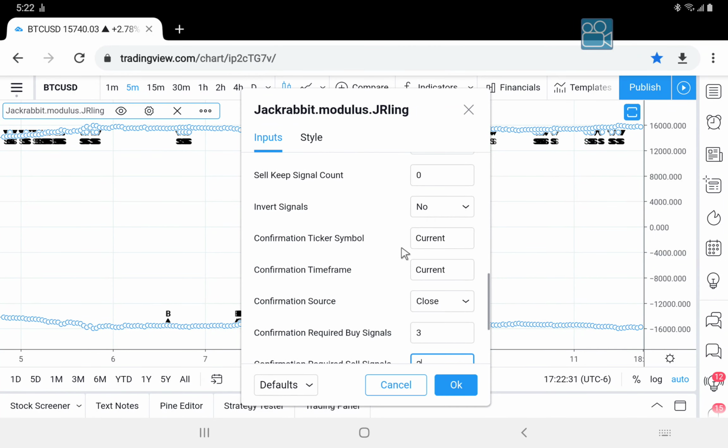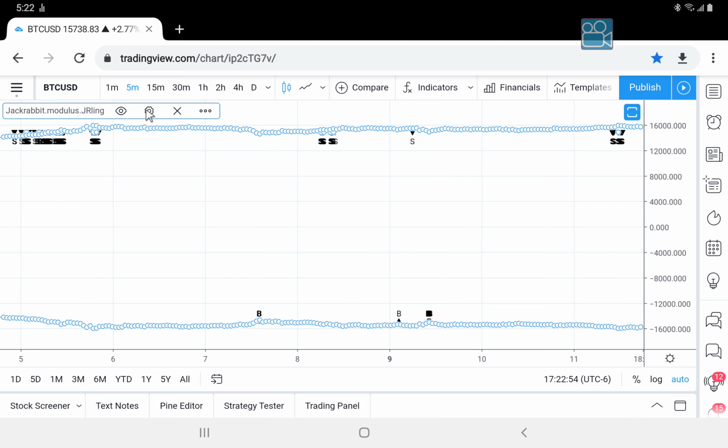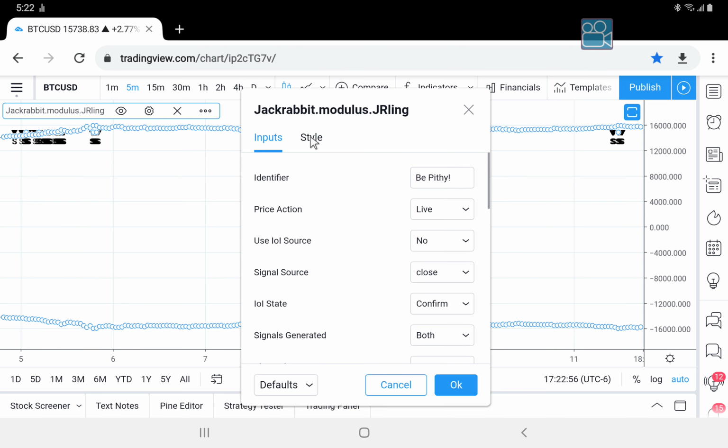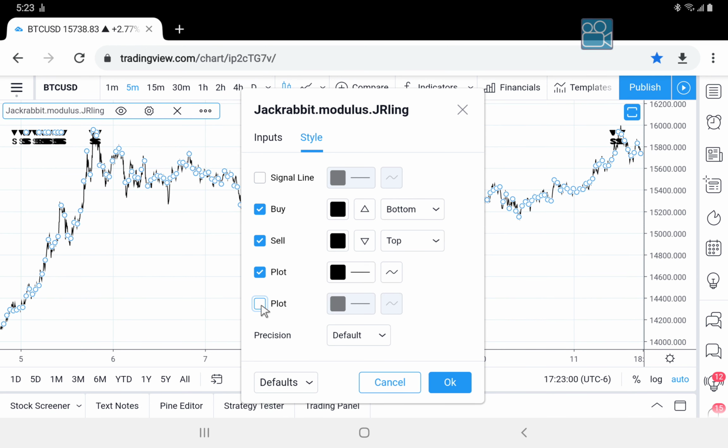But I'm going to put this at the 4-hour mark. Now, here we have the main line and the confirmation. And you can, of course, change those to see how they work.